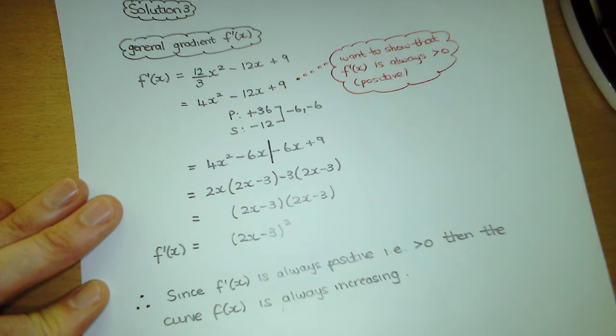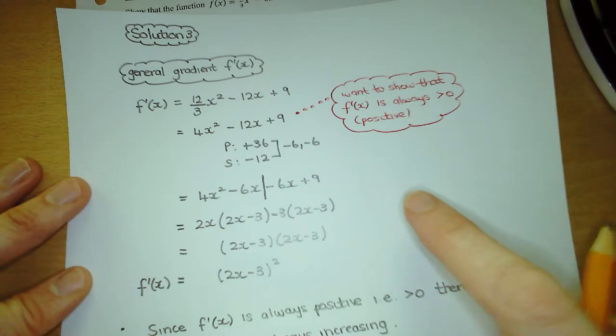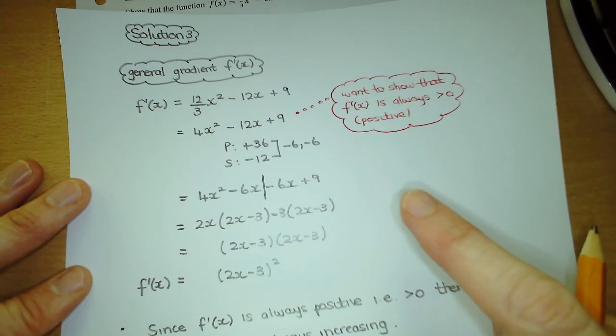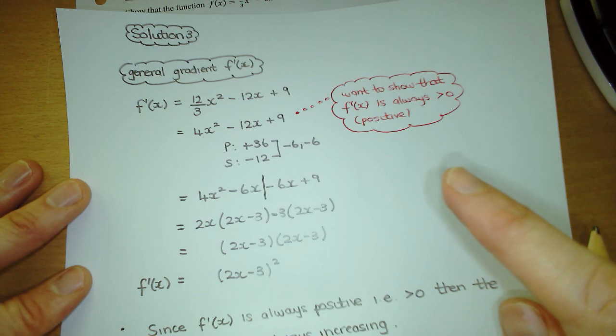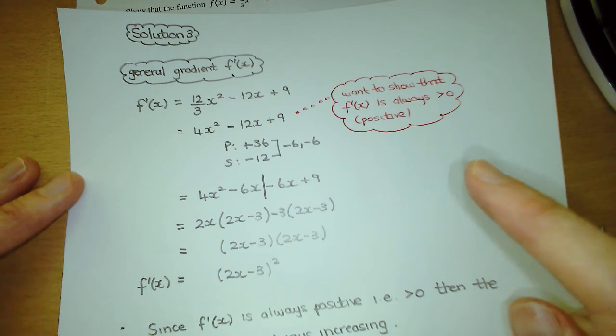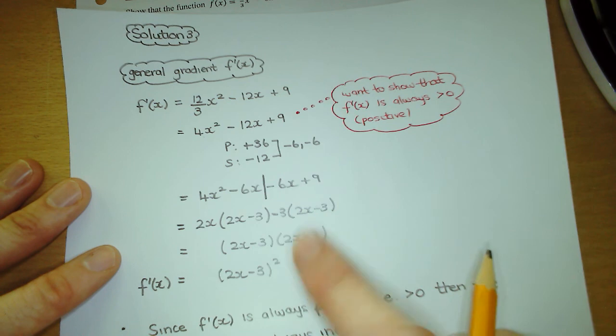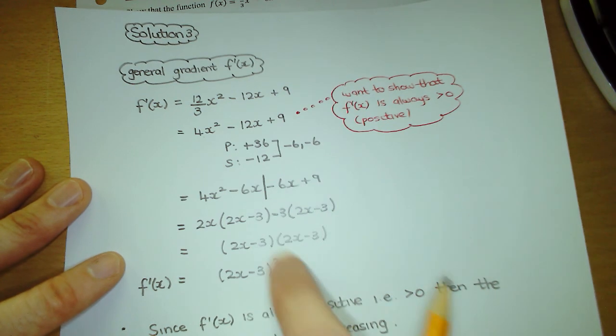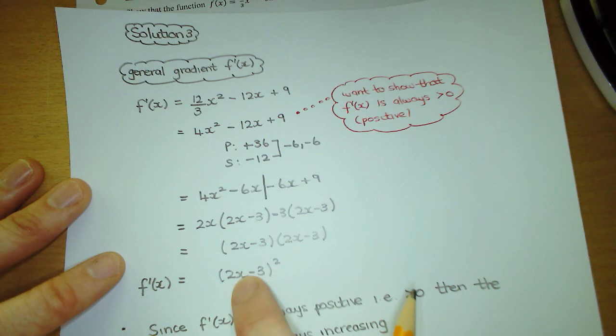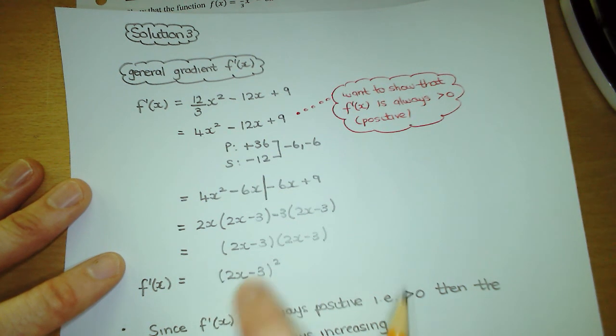So great little question there. It's wanting you to prove or show that a curve is always increasing or indeed always decreasing. So get the first derivative and then actually factorize it, and hopefully you'll end up with a single bracket with a power of 2, and that's always going to be positive for any value of x that you sub in.